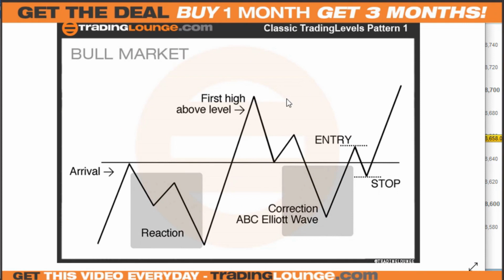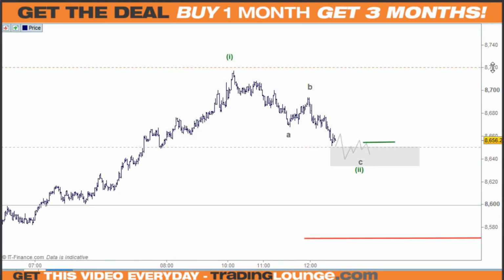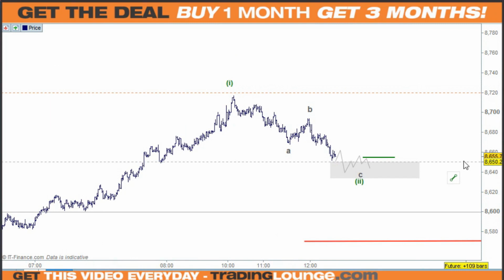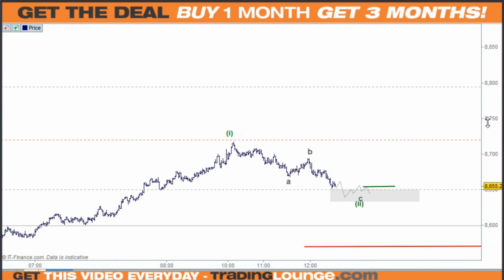That's your reference point to go long, bring it down to here, and then you can also bring it to here. This pattern here will also be a classic trading level pattern within its own right as well, the same as this bigger picture here. So the arrival, the reaction, the first high above the level, little ABC, and start to move on. You can also look to add along the way within group 2, which is 65, 72, and 80 here.